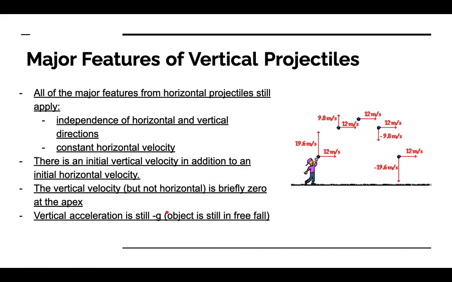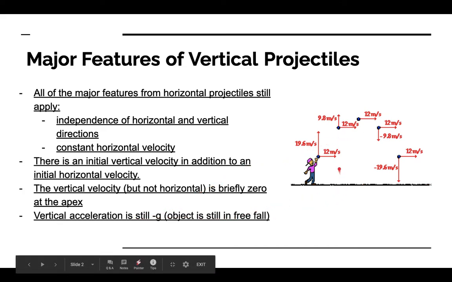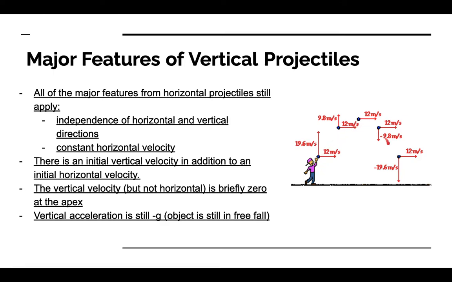So the vertical acceleration is still negative g. Again, the idea being that gravity still acts in the vertical direction at all points throughout our trajectory in order to slow our object down as it heads upward, and then as our object is falling, to speed our object back up.